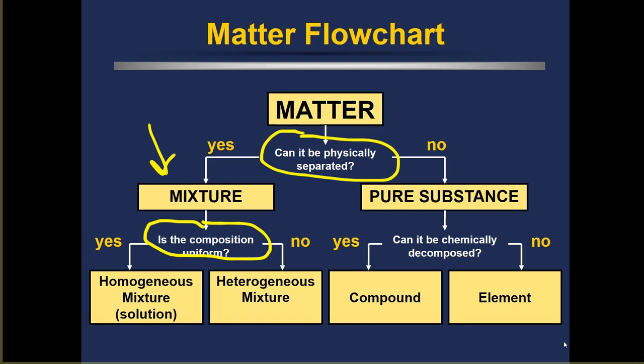So it's about being able to pick out what is a homogeneous mixture, and then the pure substances, which we're going to talk about right now. Pure substances are matter that you cannot physically separate, but you can chemically separate it. If it can be chemically separated or decomposed, then we have what's called a compound. If it cannot be chemically decomposed, then we have an element. How you figure out if you have an element is you look on the periodic table, and if it's on there, then it's an element.